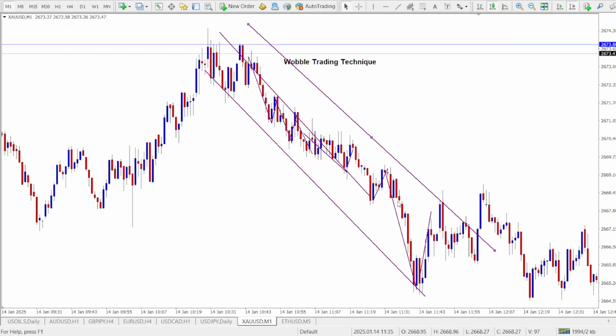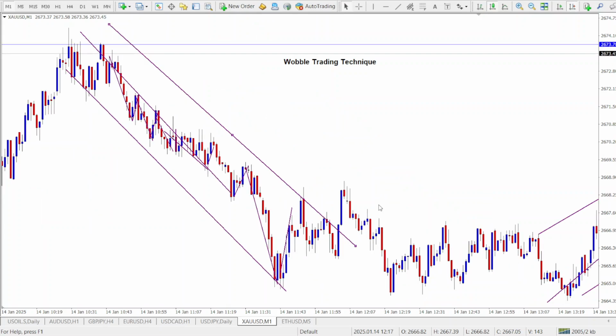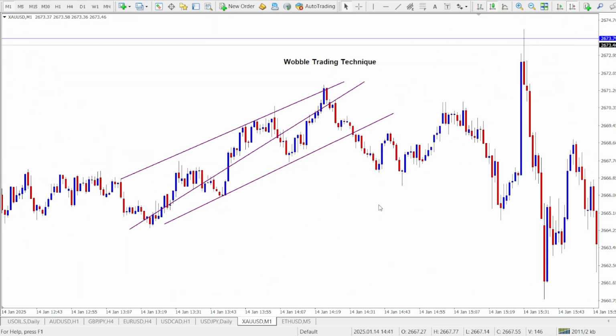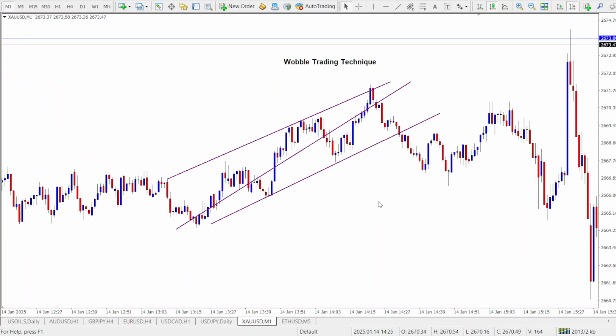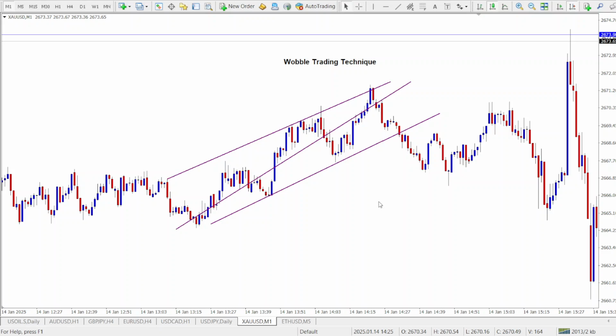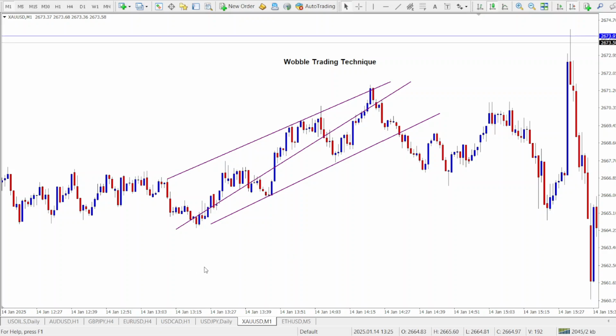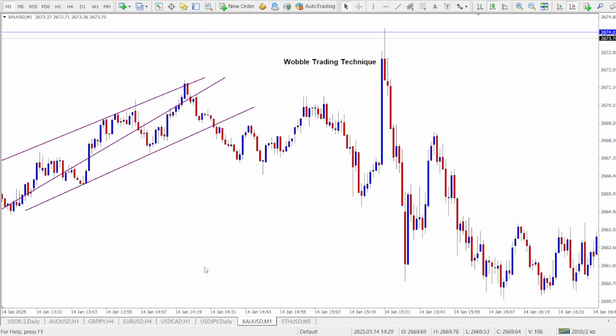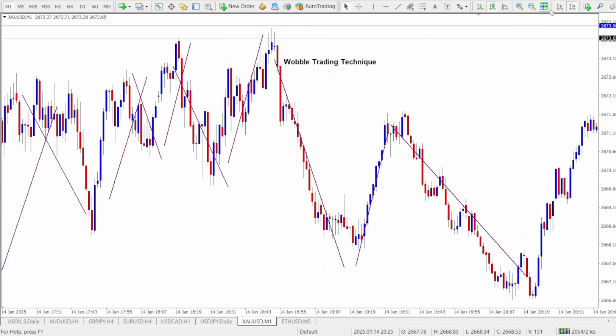So instead of locking yourself into a rigid strategy, the wobble technique lets you react to these movements in real time. Think of it as being flexible, like a tightrope walker who constantly adjusts their balance. By doing this, you can avoid major losses while giving yourself more opportunities to catch some good moves in the market. So now here is how it works in practice. Let me quickly show you.